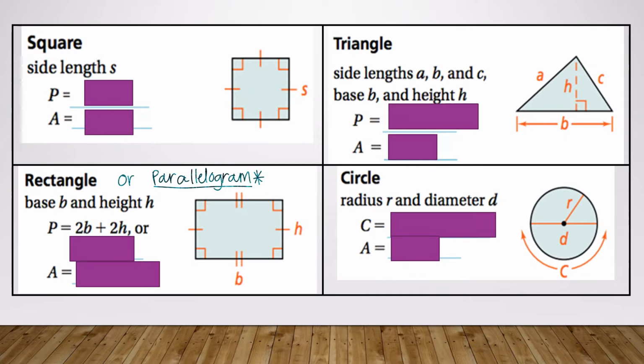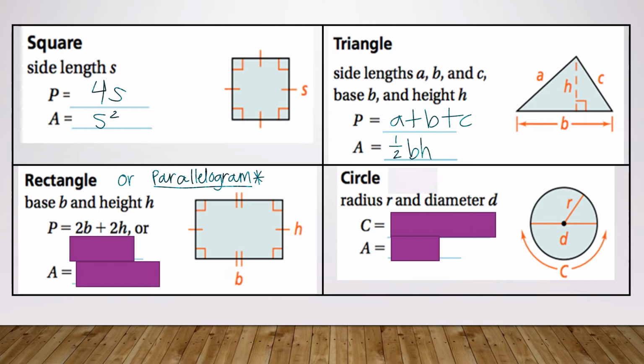For our formulas here, for a square, we have perimeter equals 4 times s. S is your side length, and then our area is s squared. For the perimeter of a triangle, we have P equals A plus B plus C. We're adding up all of the side lengths. And then for area of a triangle, it will be 1/2 base times height.